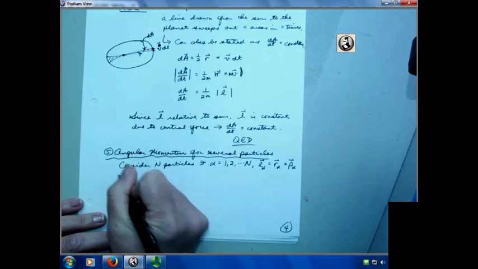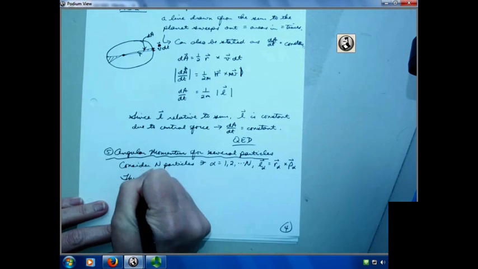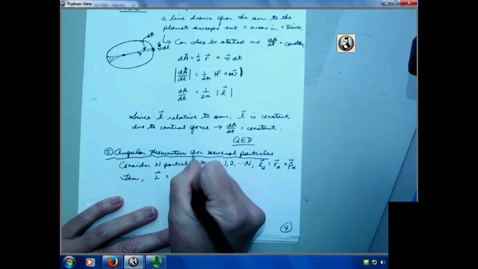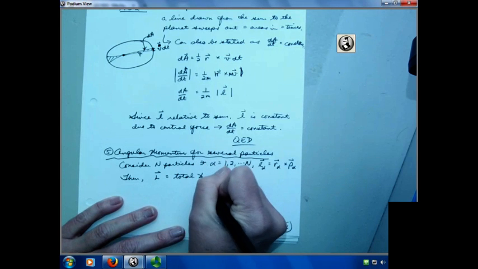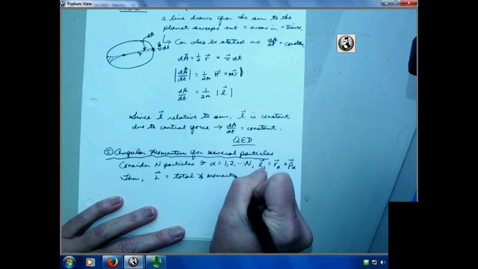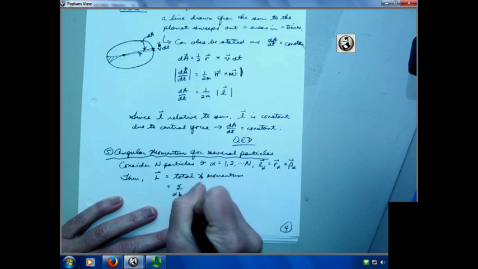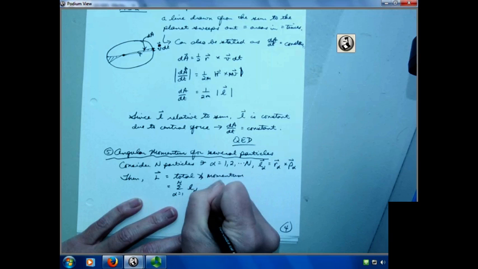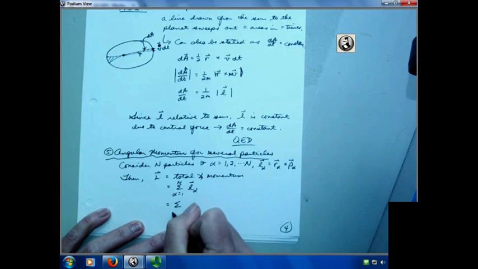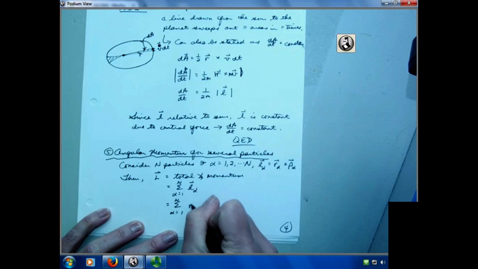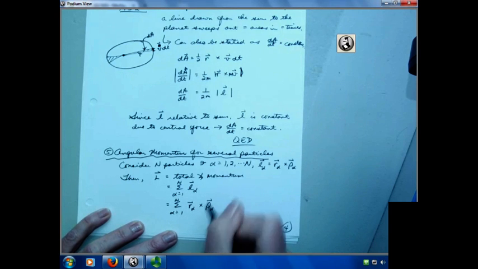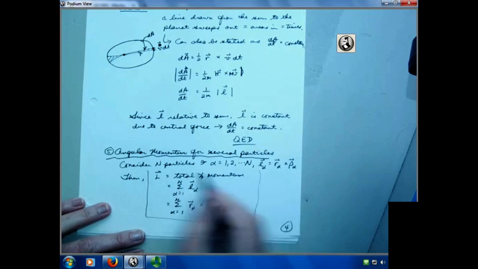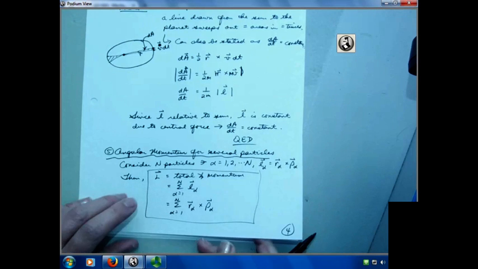Okay. So in this case, the total angular momentum, which remember I use my capital L for total angular momentum, would be the sum of L sub alphas. I'm going to go ahead and make that very clear. Alpha equals 1 to n r sub alpha cross p sub alpha. Okay? All right. So this is worth a box. That's what we mean when we talk about total angular momentum of a system.